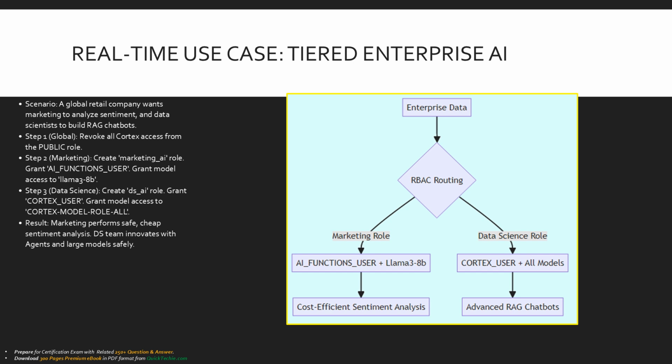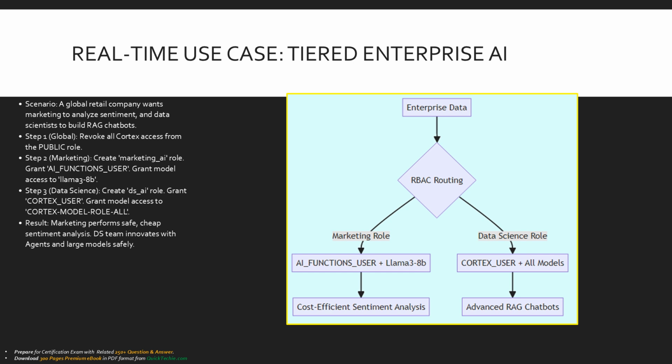Imagine a global retail company. The marketing team needs to analyze product reviews for sentiment. Simultaneously, the data science team is building a complex retrieval-augmented generation chatbot using Cortex Search. If left ungoverned, marketing might accidentally use an expensive model to process 10 million reviews. To solve this, we implement a tiered enterprise AI strategy.